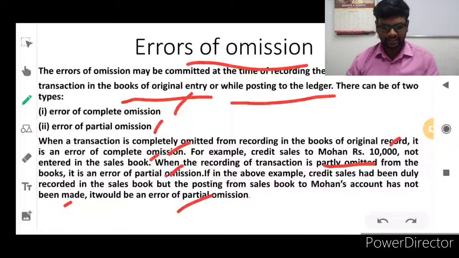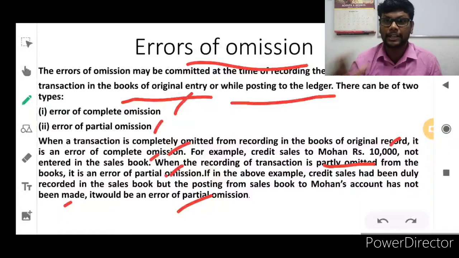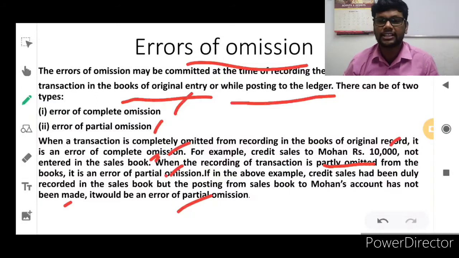When a transaction is completely omitted from recording in the books of original record, it is an error of complete omission. When a transaction is completely omitted, we fail to enter that transaction entirely, which means it is complete omission. For example, credit sales to Mohan rupees 10,000 not entered in the sales book. What is the sales book? All the credit sales will be recorded in the sales book. What is the purchase book? All the credit purchases will be recorded, not cash purchases.